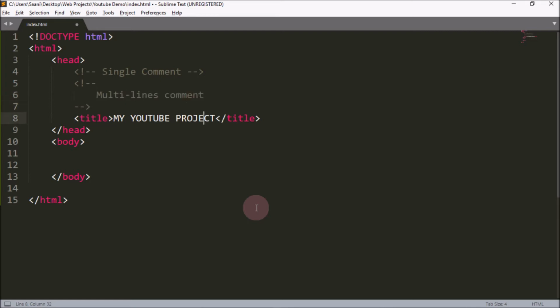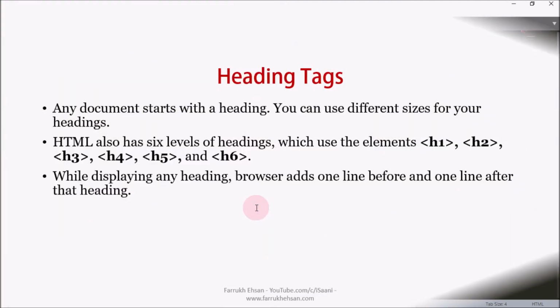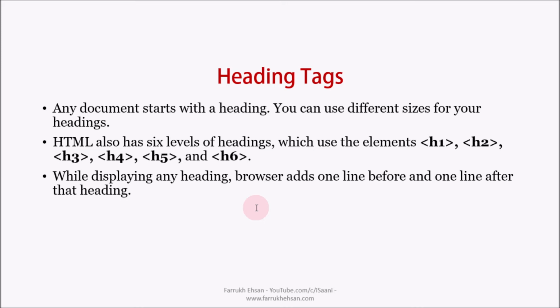So in our case, if I want to add a comment in our body section, then I will use it for this purpose. This is the body section. The next thing that I want to discuss is the heading tag. Any document starts with a heading. In HTML, you can use different sizes of headings for your document, which start from H1 and go to H6.